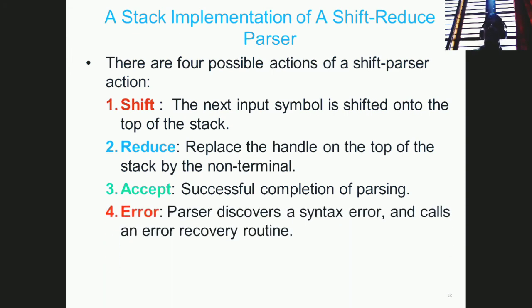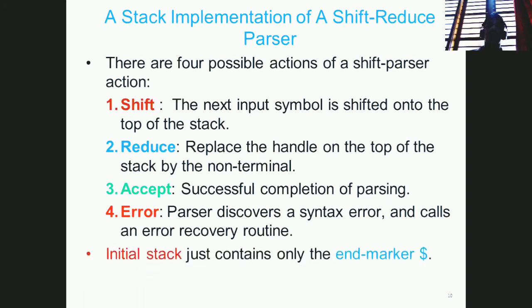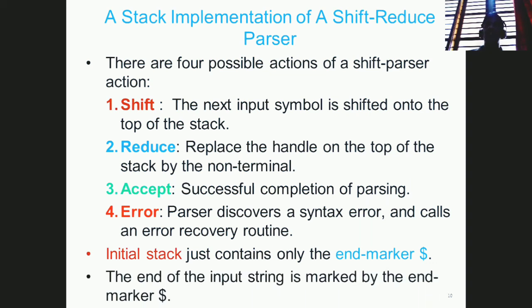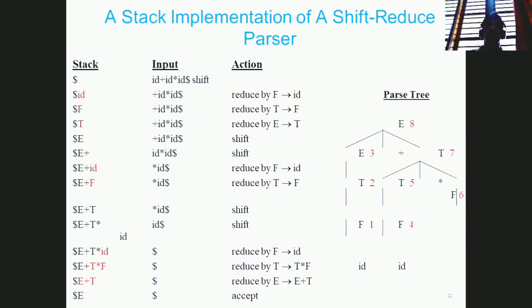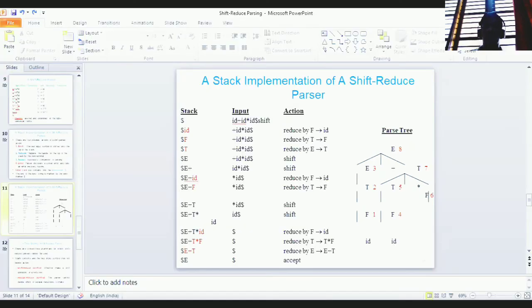In the unsuccessful case, that is, if we are not able to generate the starting symbol for the given input string, meaning the string cannot be parsed using this particular grammar, we say that there is an error. Initially, the stack contains only the end marker, that is the dollar. The end of each input string is marked by the end marker dollar to make sure that the string has ended. Coming to an example of this stack implementation of the shift reduce parser, I'll show you how it works.